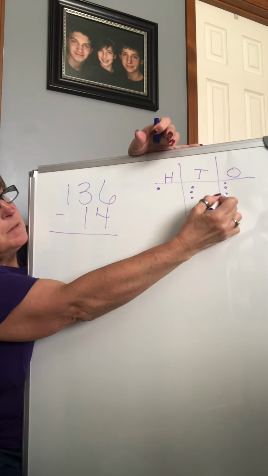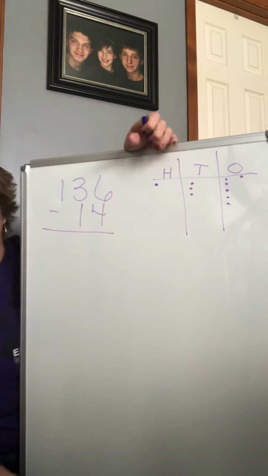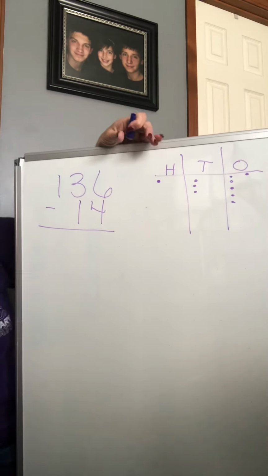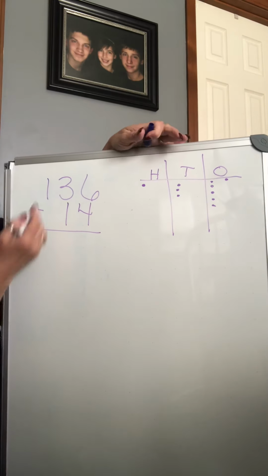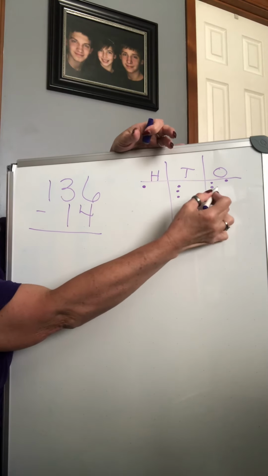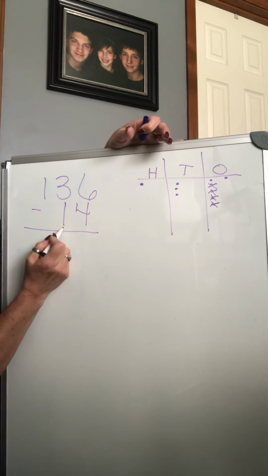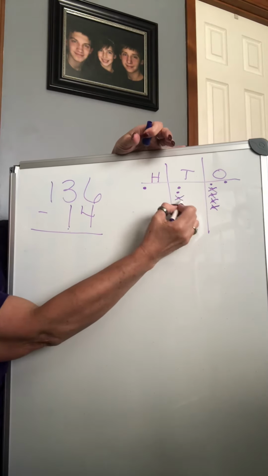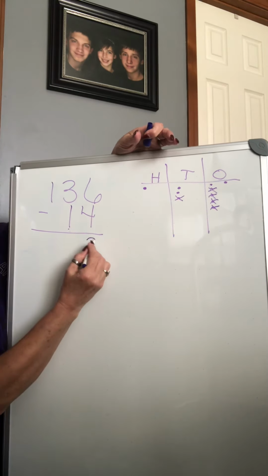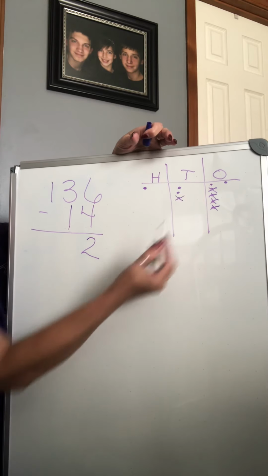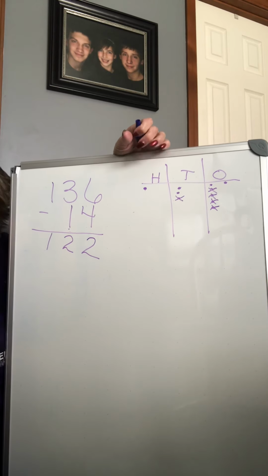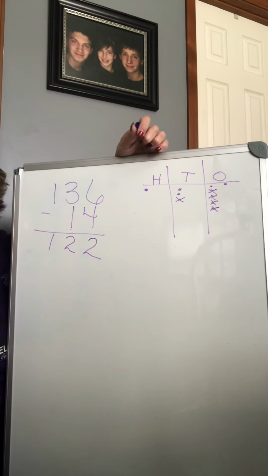136. All right, and we are going to take away 4 ones. 1, 2, 3, 4. And we are going to take away 10. And then let's see what we have left. We have 2 ones. We have 2 tens. And we have 100. So our answer is 122.